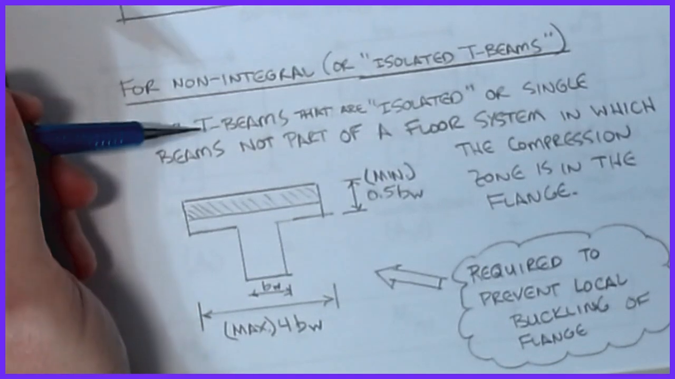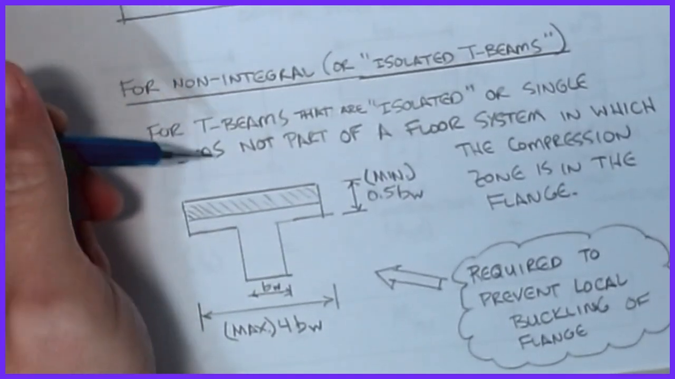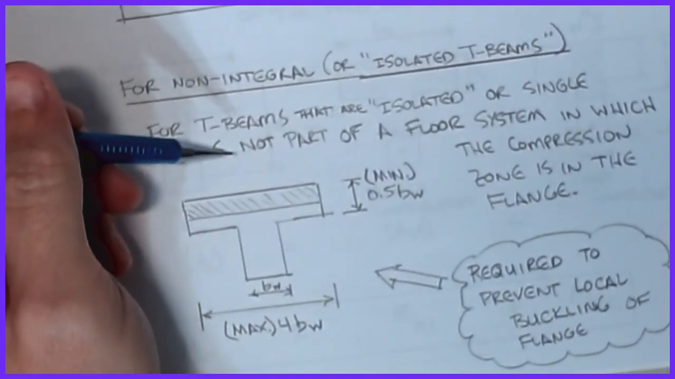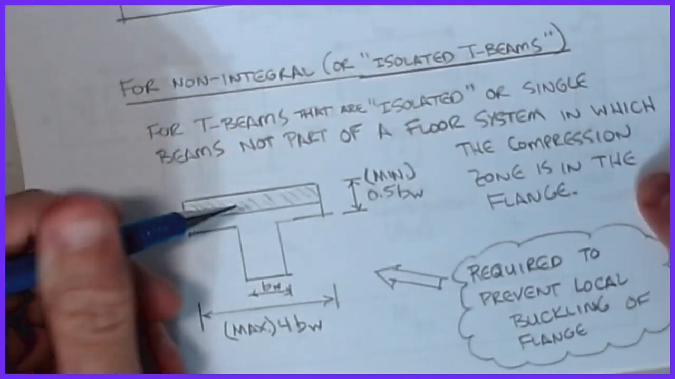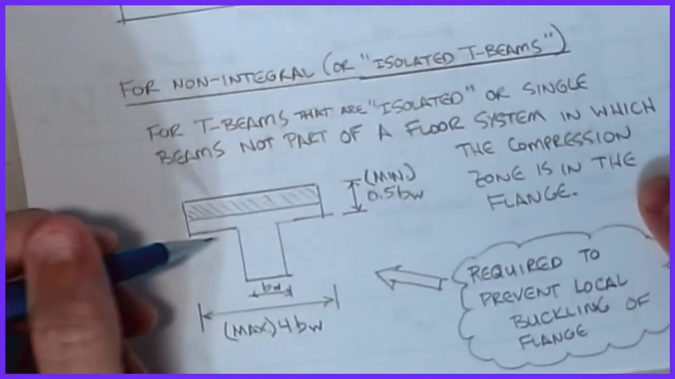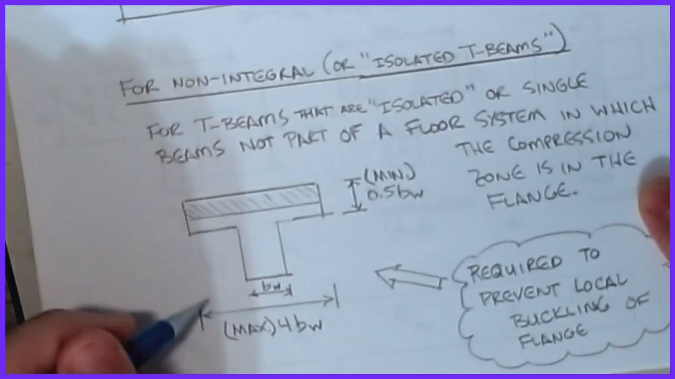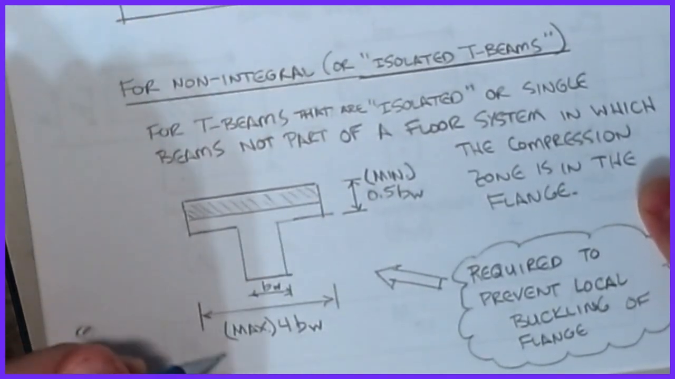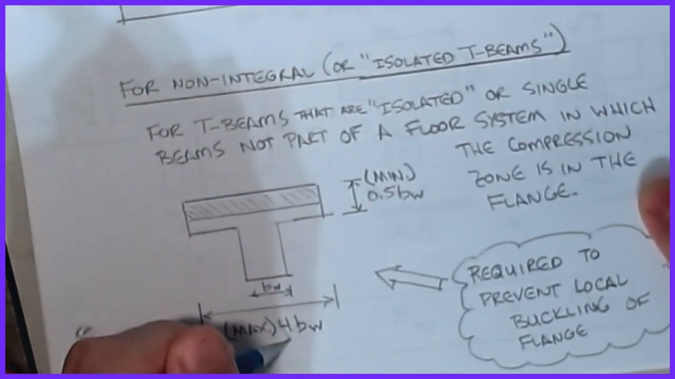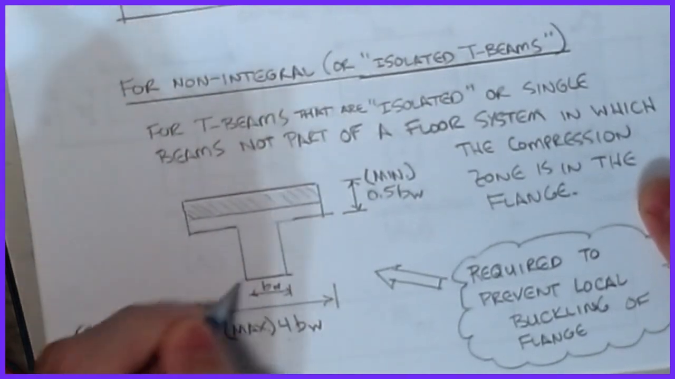Okay, and so for T-beams that are isolated or single beams, not part of a floor system, in which the compression zone is in a flange, we're limited to some particular dimensions. The first one is that the maximum effective width of this is limited to 4 times BW, where BW is the width of the stem.